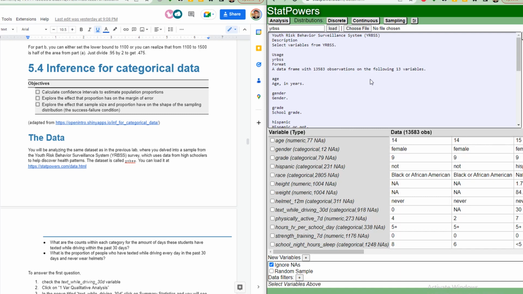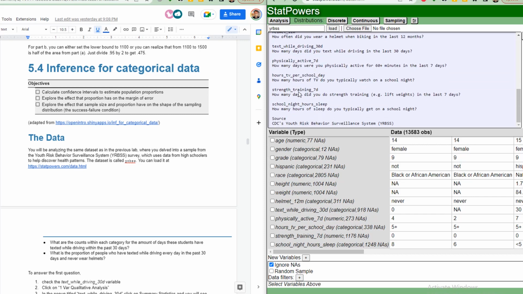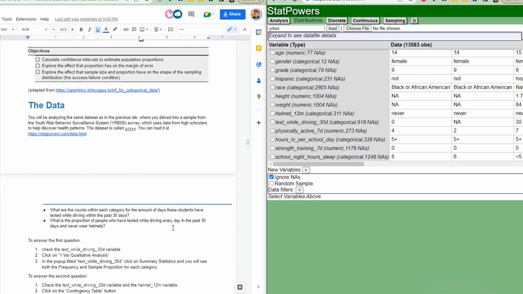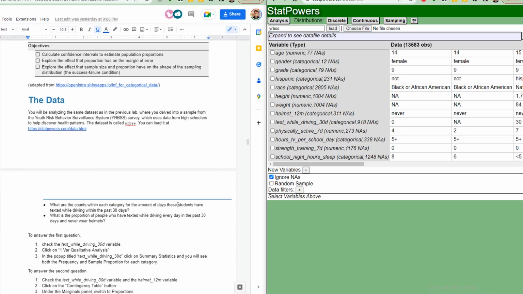So this is the Youth Risk Behavior Surveillance System survey, and there's a lot of variables here. I'm going to minimize this data file details window. We're going to be interested in the amount of days students have been texting while driving in the past 30 days, and what's the proportion of people who have texted while driving every day in the past 30 days and never wear helmets. So a couple different things we're trying to estimate here.